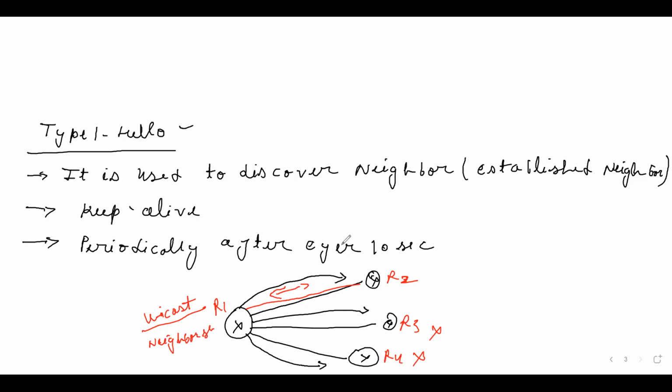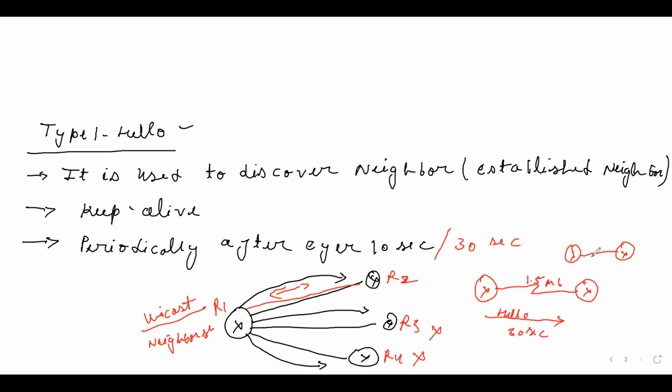In case of unicast neighborship, your time will change. Your hello will be 30 seconds, point to point. Sometimes in case of a serial link, which is a very slow link, 1.5 Mbps, it takes time when your router sends hello, so it takes 30 seconds. And there is another link, Ethernet, fast Ethernet or gigabit Ethernet. It's a very fast link, so here it takes only 10 seconds for hello.